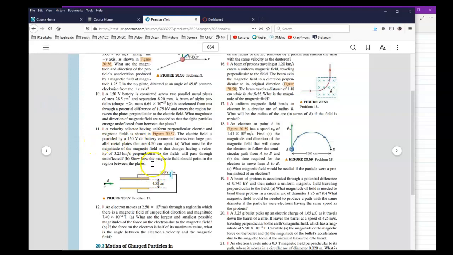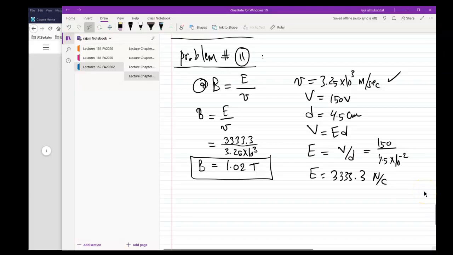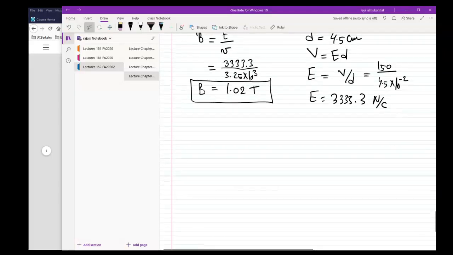Show how the magnetic field should point in the region between the plates. I'm just going to give you the answer. Like I said, unfortunately, I can't show you the right-hand rule, but I'm going to show you the answer, and then you can prove it to yourself once you learn how to do that. So it can look something like that. If this is positive, and of course the velocity is going that way.